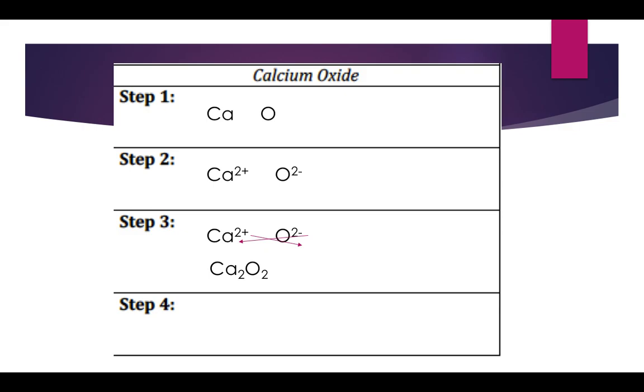We need to do some reductions. So they both have 2, which means we can divide both of those things by 2, and that ends up with Ca1O1, but we never want to keep those 1s hanging in there. So we will end up with CaO, and that would be our final answer.